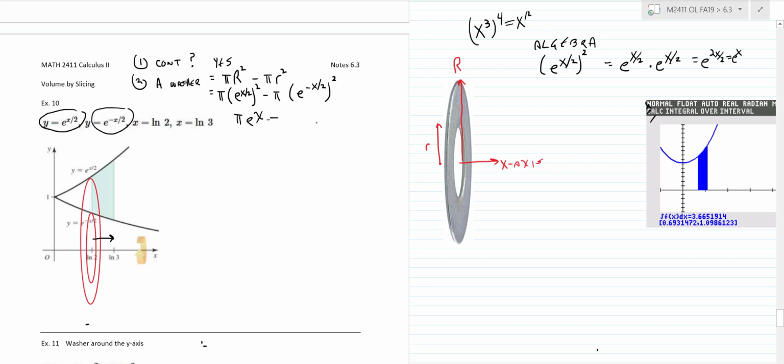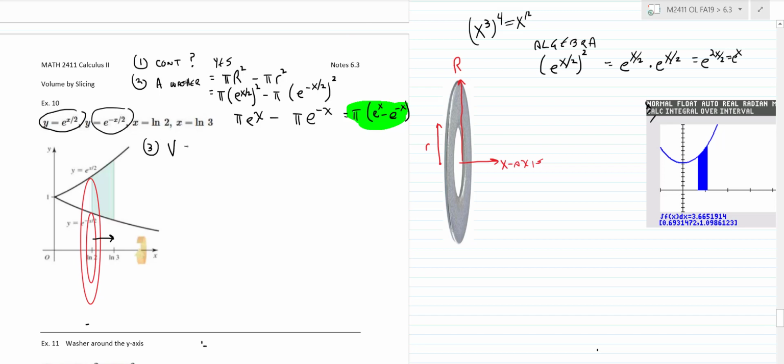By the same argument, this becomes pi e to the negative x. That would be your cross-sectional area right there. Then what we can do is pull that out, so we have pi times e to the x minus e to the negative x. That would be our cross-section. For graphing on the calculator, that's what you would put in your calculator and numerically integrate. Okay, so step 3, we'll set up our integral.